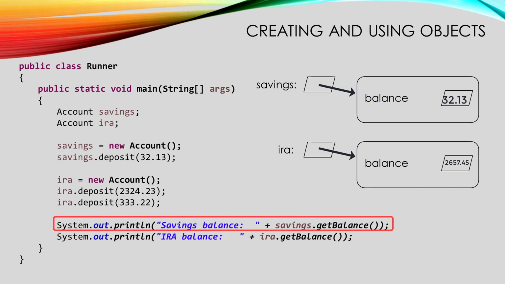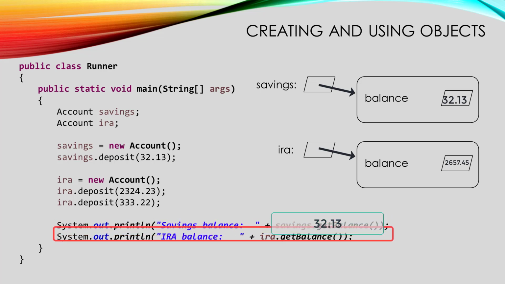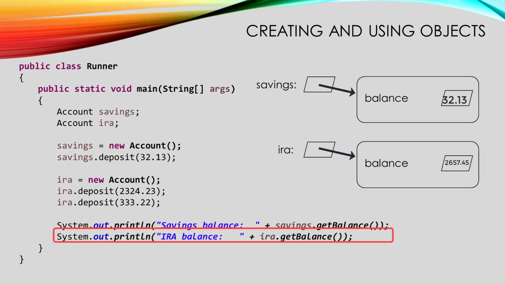The balance variable of the savings object has a value of 3213. So savings.getBalance evaluates to 3213, and this will print out "savings balance: 3213". Similarly, getBalance called on the IRA object will evaluate to 265745, and this will print out "IRA balance: 265745".